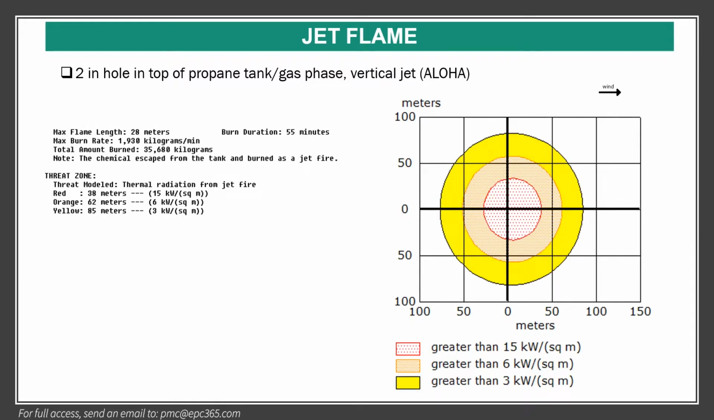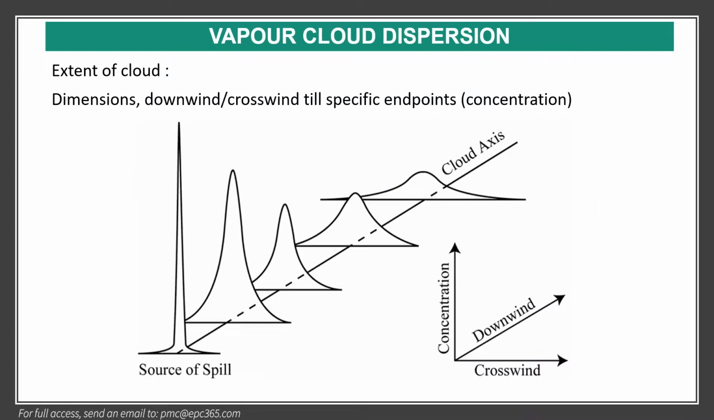So you can also simulate a 2-inch hole in the top of propane tank, gas filled vertical jet, and you get this result. You have to prepare this. And you see the distances here. For the 15 kilowatt per square meter is about here goes about 36 meter, and you can simulate this with ALOHA and get familiar with this.